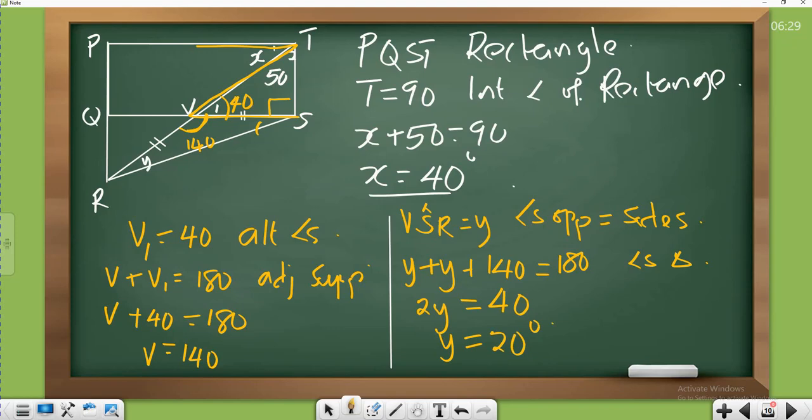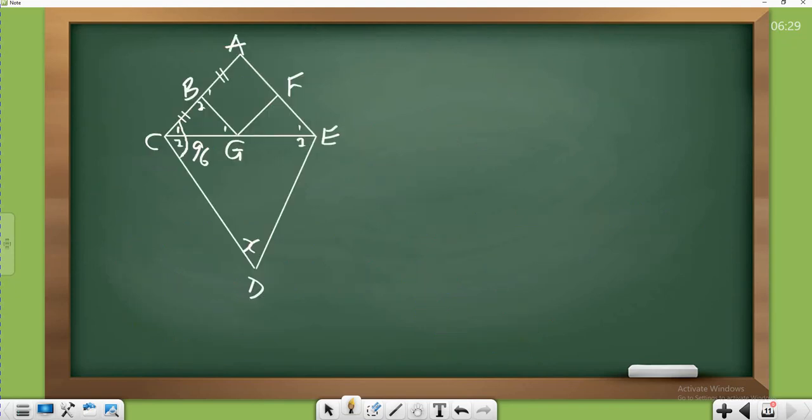All right, done. Here's the last question. ACDE is a kite. We are given that ABGQ is a square. Let's interpret that.